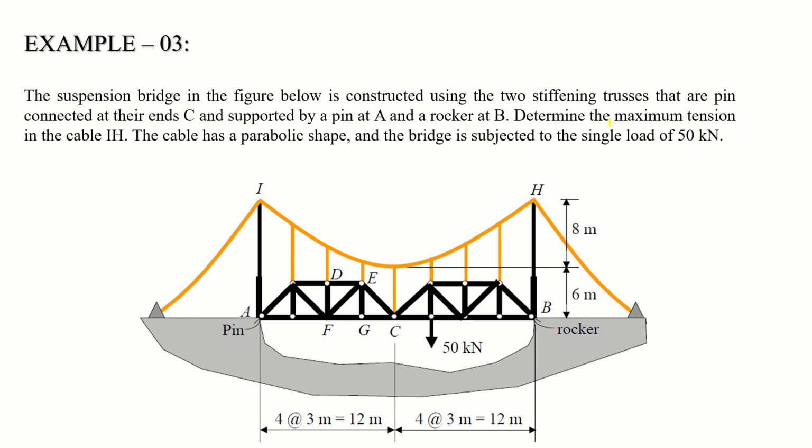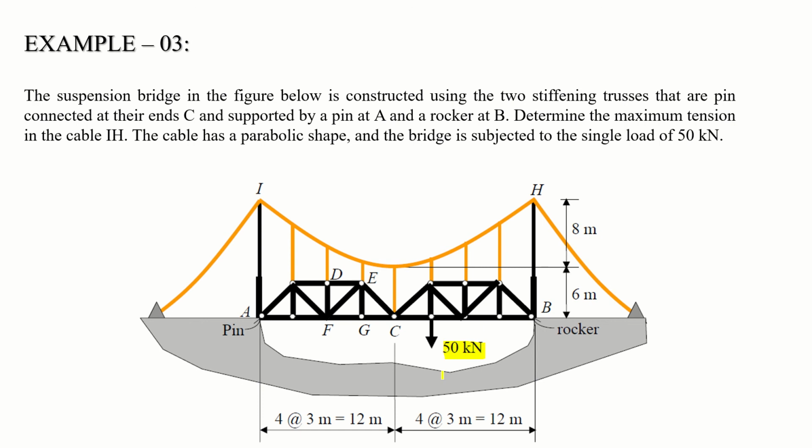Okay, determine the maximum tension in the cable IH. This is the segment IH. See, and you have to determine the tension in this segment. Okay, the cable has a parabolic shape. It is telling you itself that it is a parabolic shape, and the bridge is subjected to a single load of 50 kilonewton. There is only one load, the applied load, that is 50 kilonewton and applied at this point.